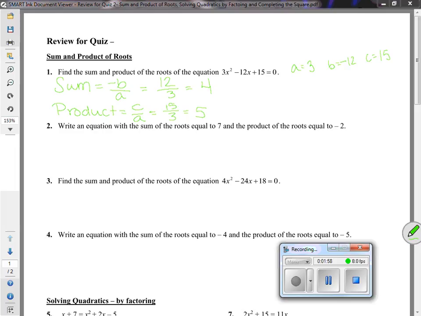Number 2 says write an equation with the sum of the roots equal to 7 and the product of the roots equal to negative 2. So what did I say was the easiest a value to pick? 1. So a equals 1.